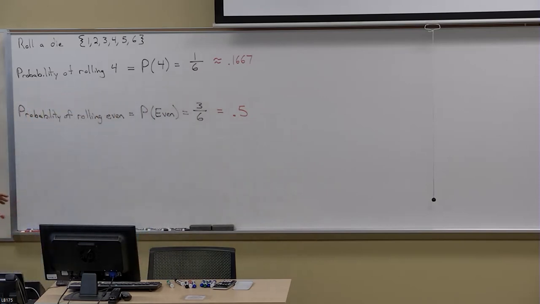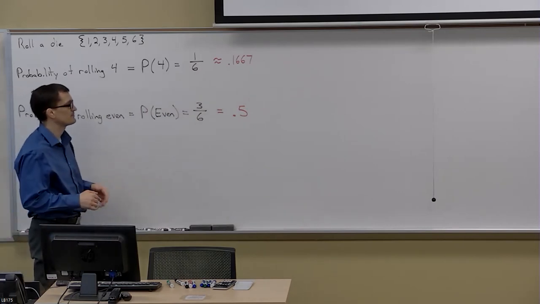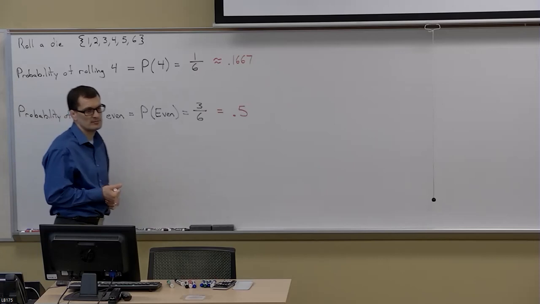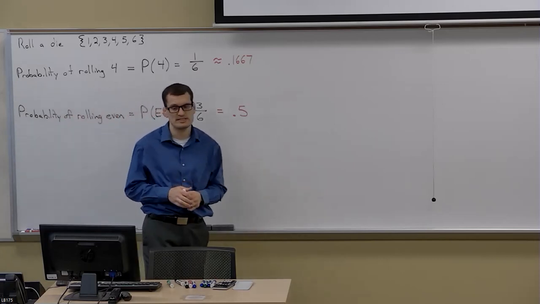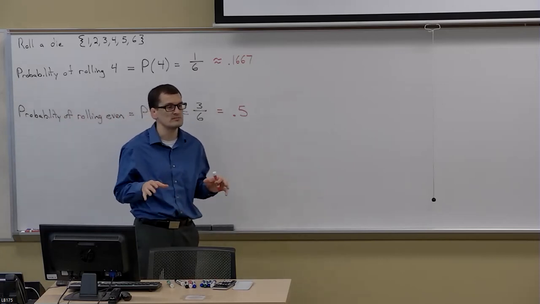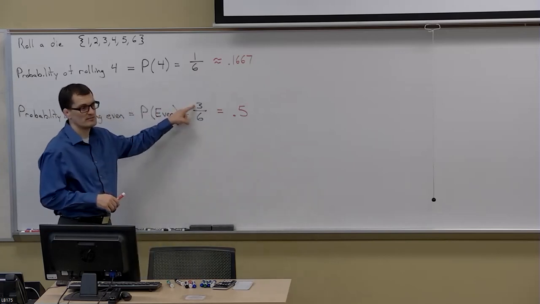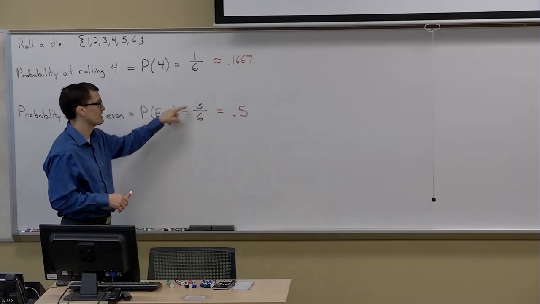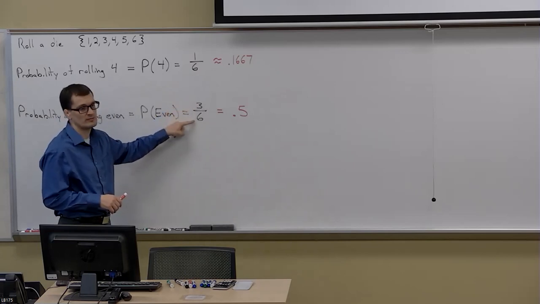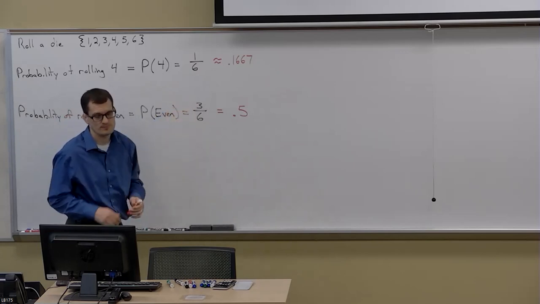So that's the concept of classical probability. When you're finding the probability using classical probability, you take the number of outcomes of the event you're looking for divided by the total number of outcomes. All right.